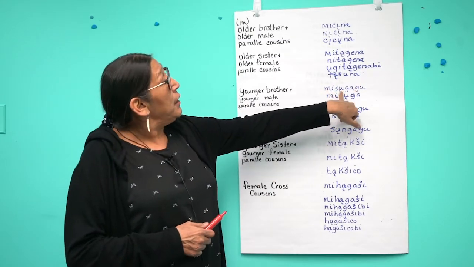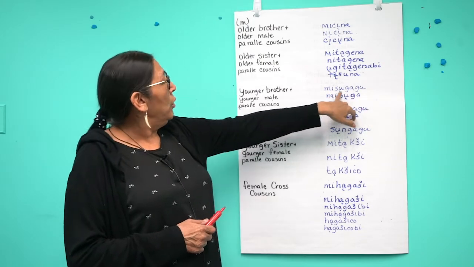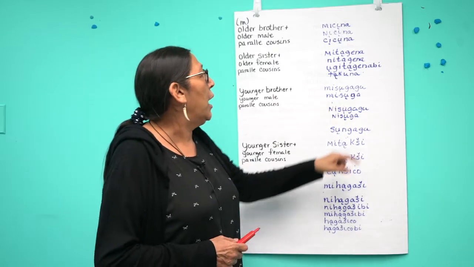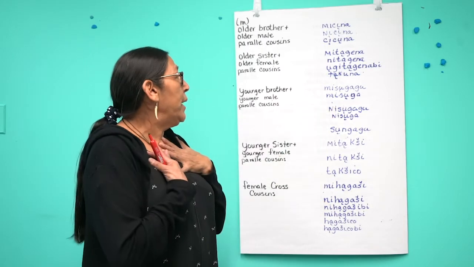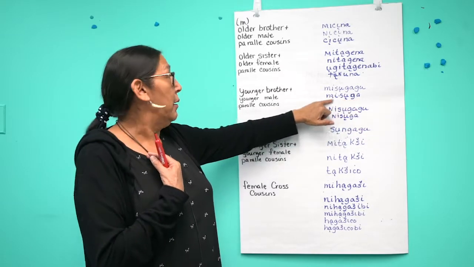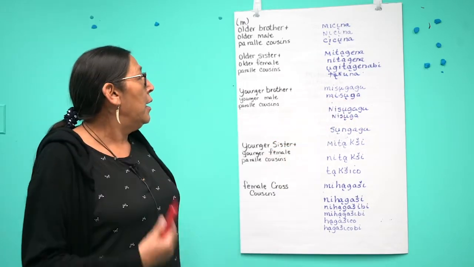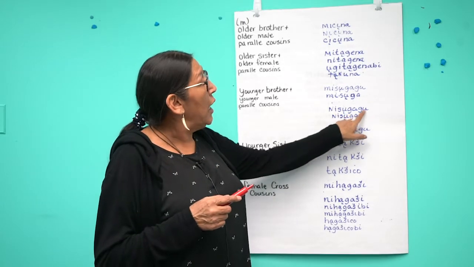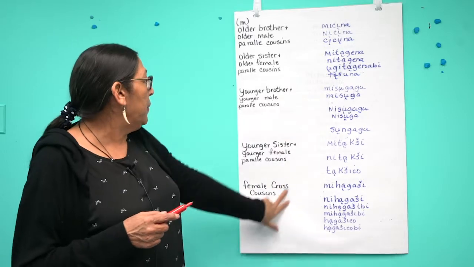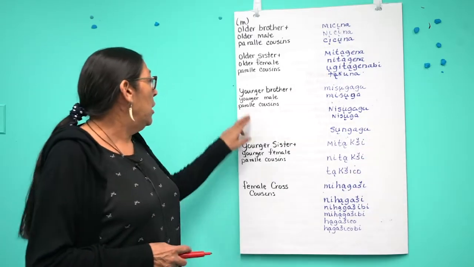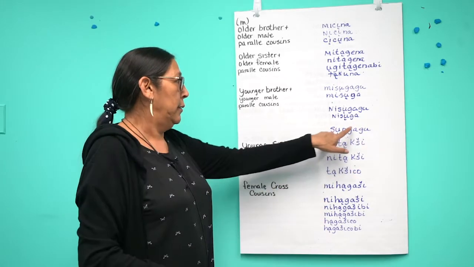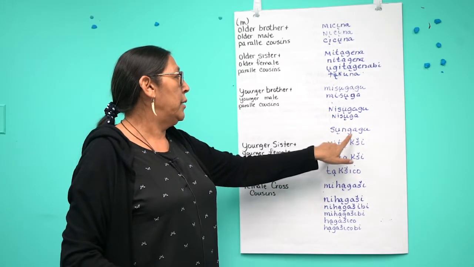That was a mouthful. Now, our younger brother and our younger male parallel cousins. Misungagu, or misunga. I like misunga. That's what we use often. But nisunga, nisungagu, or nisunga. Nisunga is easier. That's what we use mostly. Or your sungagu, your younger brothers or your younger parallel cousins. That's ours. Mine, yours, ours.